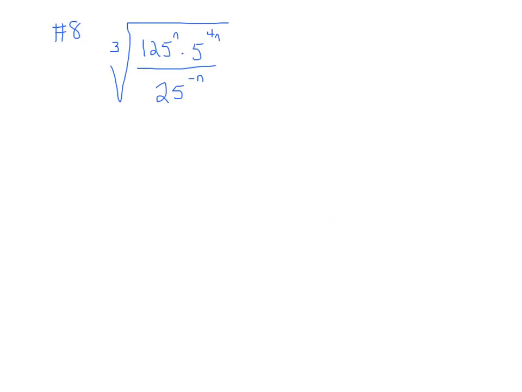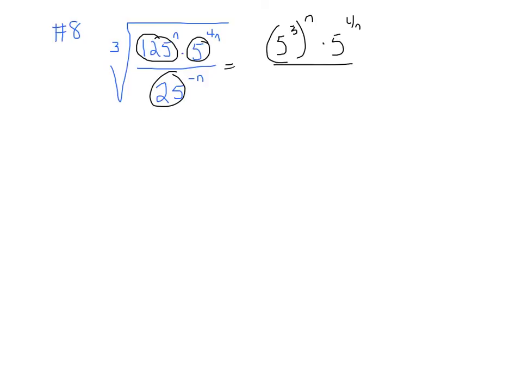Okay. So now this one's a little bit saltier because now you got variables. So you can't just run to that calculator. But we can use the same idea we did last time. 125, 5, and 25 can all be rewritten in terms of 5. Most of the time you can rewrite in terms of like 2 or 3 or 4 or 5. So that's really 5 to the 3rd power, but it's being raised to the n power still. This is 5 to the 4n. No need to touch him yet.